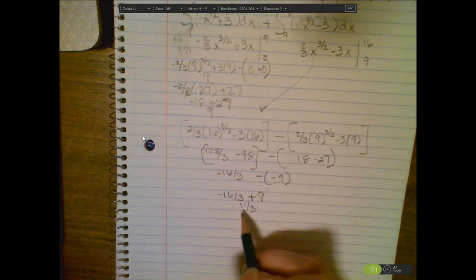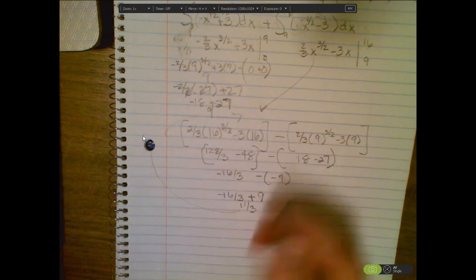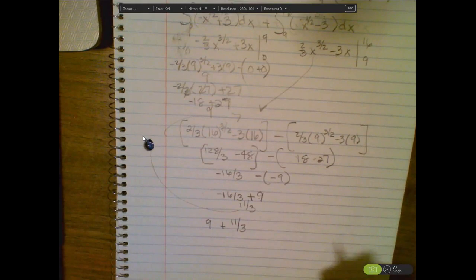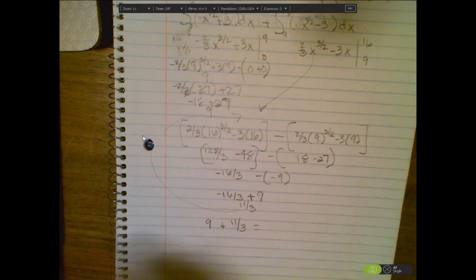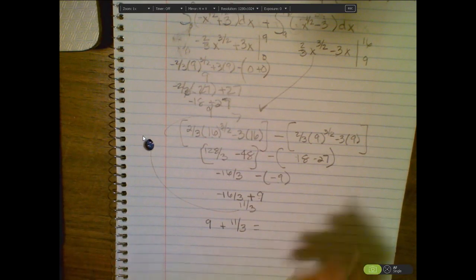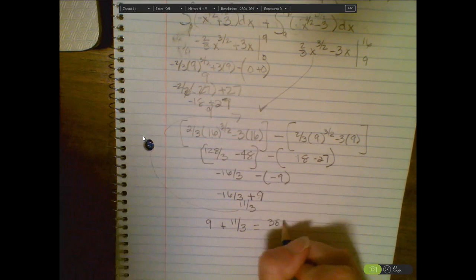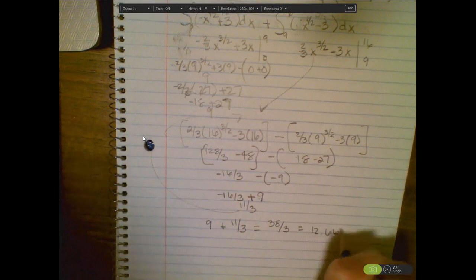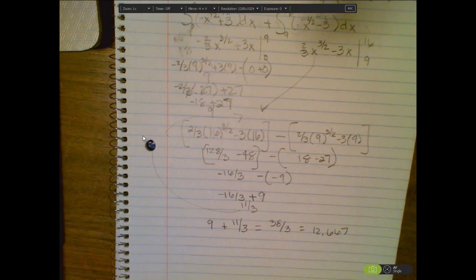So this goes back up to here. So I have 9 plus 11 thirds. So that is my total area. So then I'm just going to add these up here. And this is 38 thirds, or 12.667.